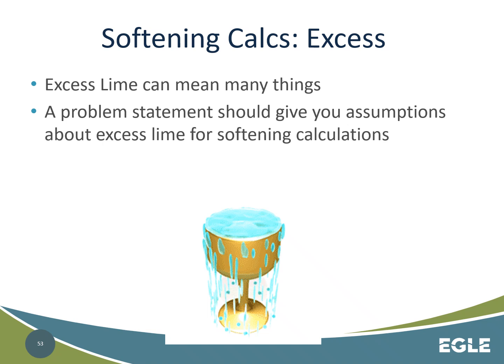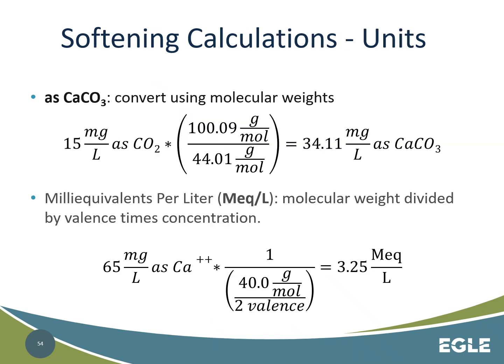A note about excess lime before we jump into the calculations. Recall that we need to add excess lime to increase the pH to 11.3 for removal of magnesium. A problem statement on the exam will indicate if you need excess lime and how much. Remember, the lime dose calculations just give us a starting point to operate from and are not exact when we are talking about actual treatment plant operation.